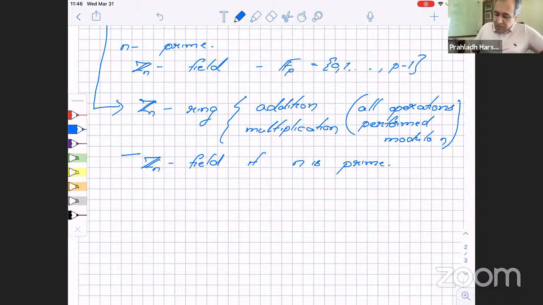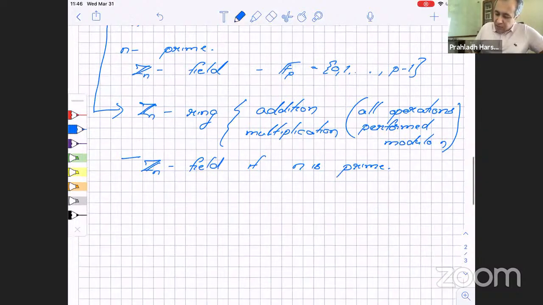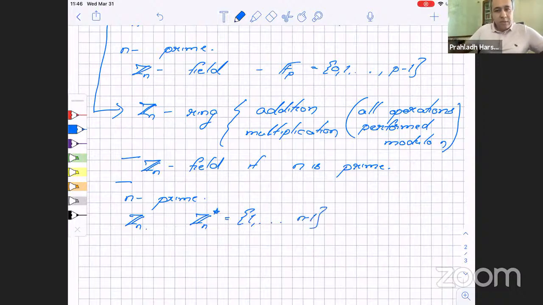Now let's focus on the special case when n is prime. We're going to build some special properties that n has if n is prime. Let's look at Zn in that case, in particular Zn star. Zn star in that case is just going to be 1, 2, 3 all the way up to n minus 1, because all the numbers less than n other than 0 will be co-prime to it.